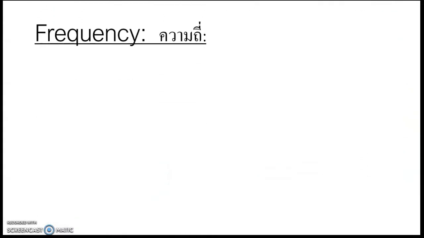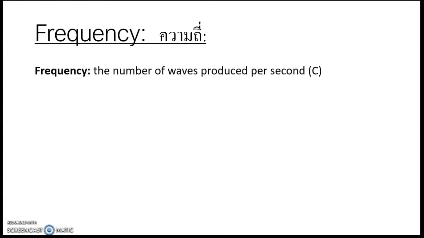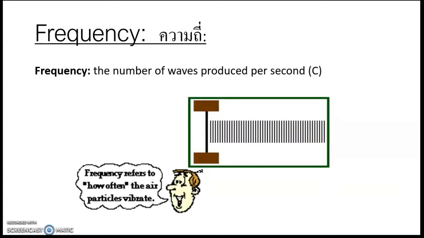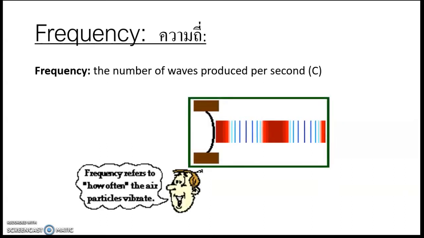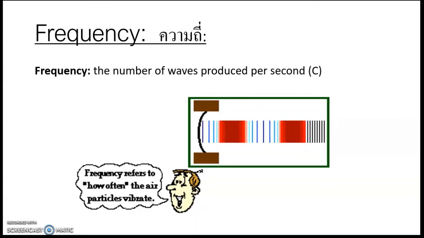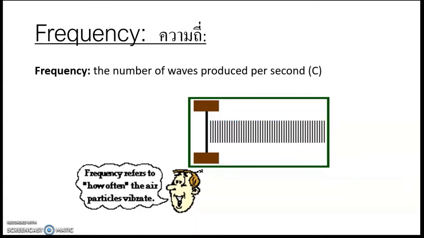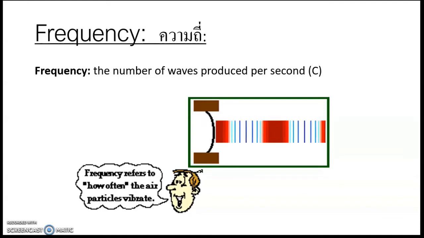Frequency. Frequency is the number of waves produced per second. Frequency refers to how often the air particles vibrate. As you can see, look at that.